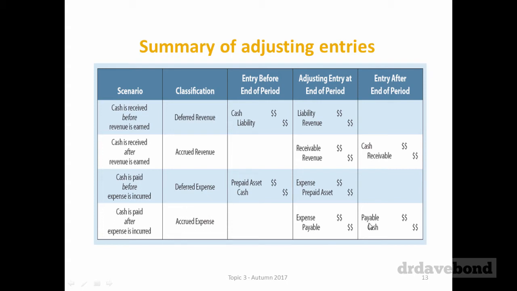Payable, match up, debit expense, credit cash. So ultimately, we're just separating out that debit expense, credit cash, or the debit cash, credit revenue, and separating them out into 2 entries.